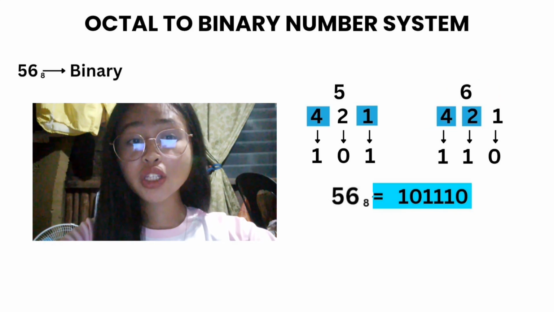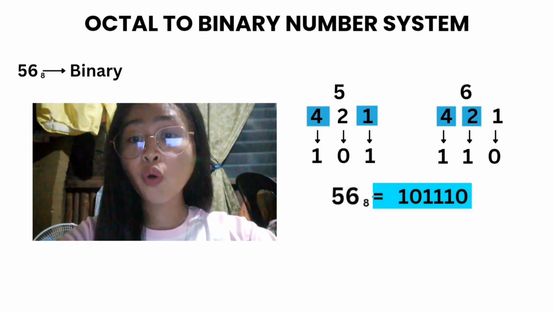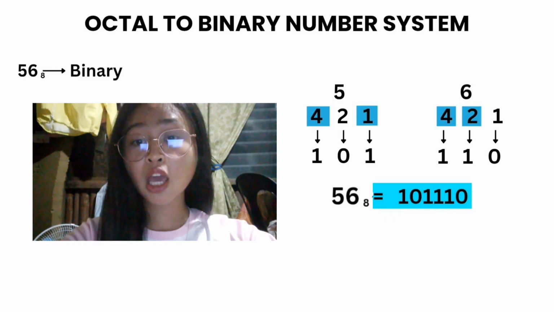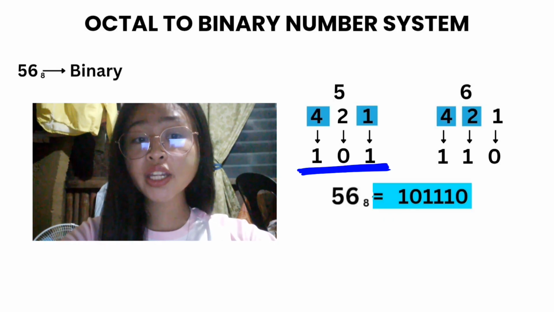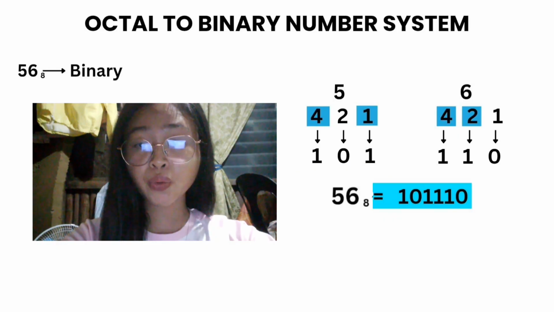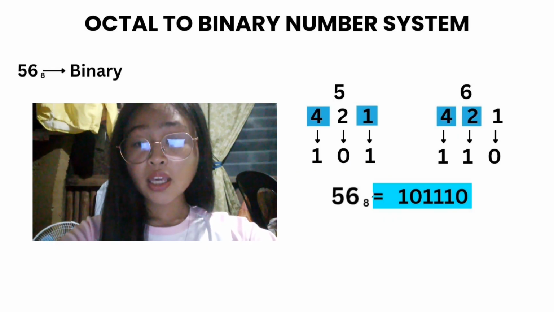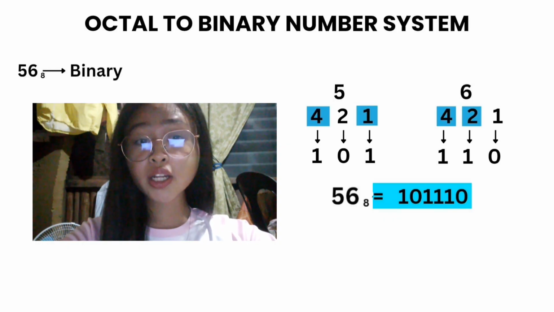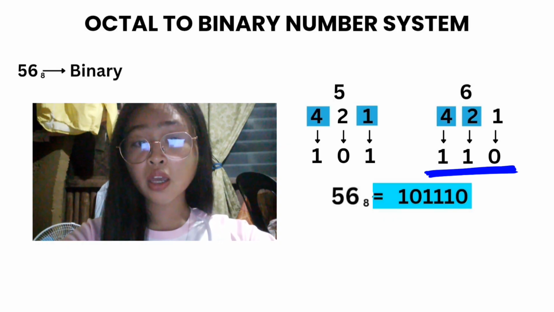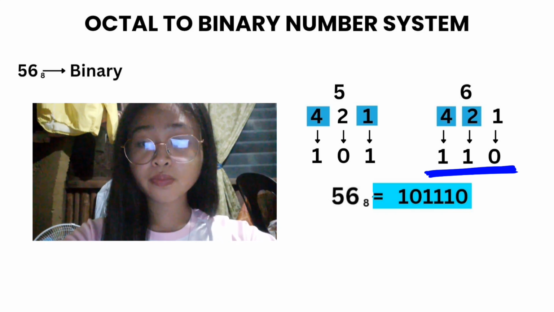Now, in the digit 5, we used 4 and 1. Therefore, we're gonna replace them with 1. Since we didn't use 2, we're gonna replace it with 0. Meanwhile, in the digit 6, we used 4 and 2. Therefore, we're gonna replace them with 1. Since we didn't use 1, we're gonna replace it with 0.